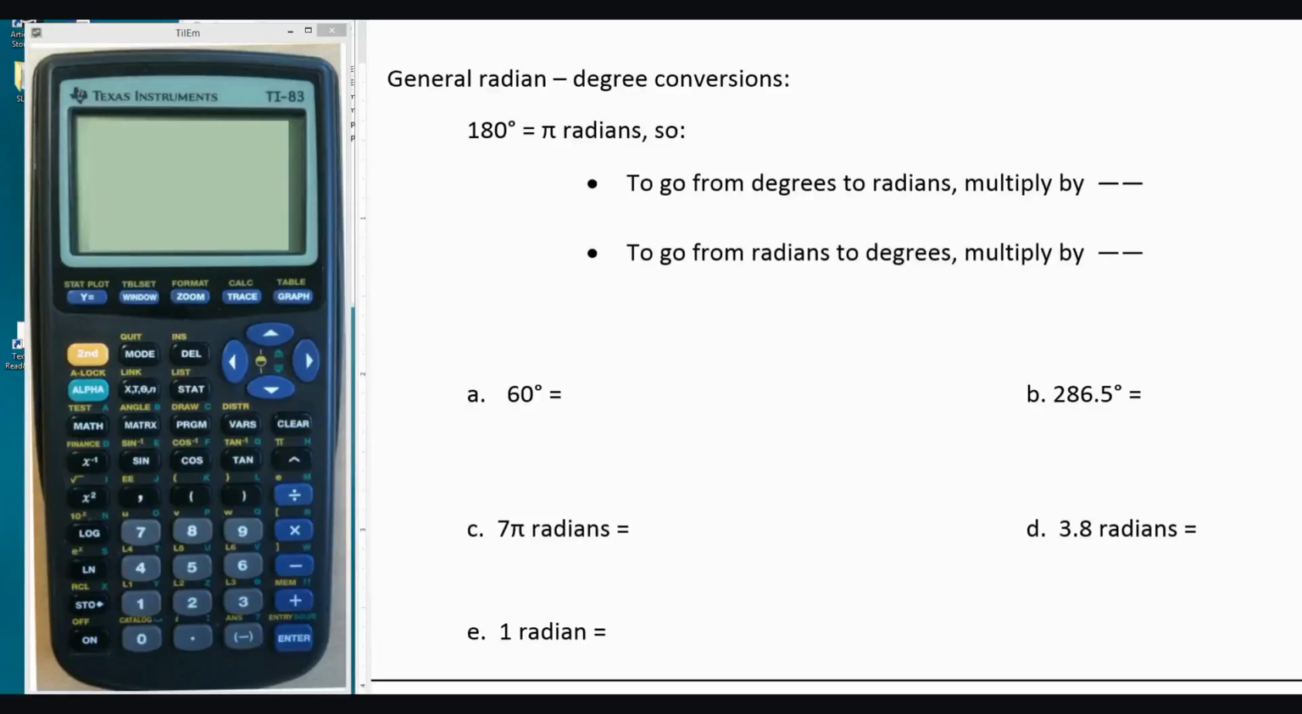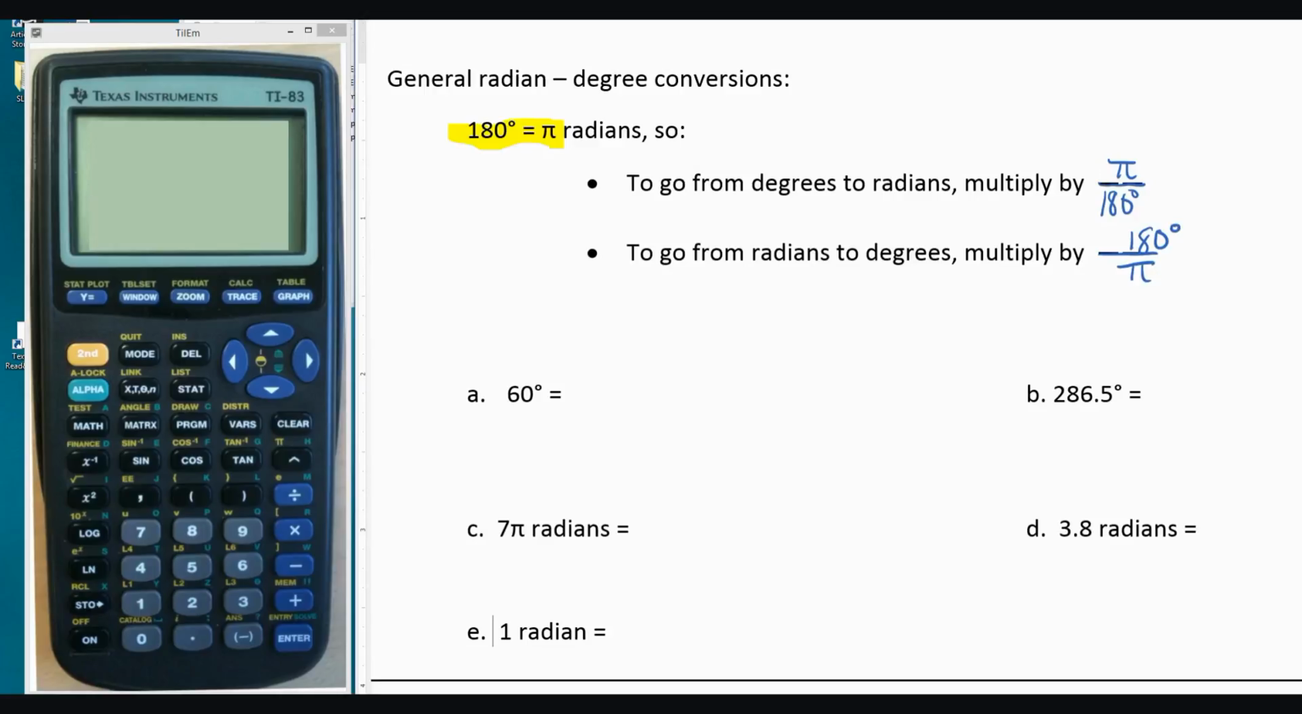Now we're going to talk about how to convert between degrees and radians. One thing that we saw was that 180 degrees, so halfway around the circle, is pi radians. So if we want to go from degrees to radians, we need to cancel out degrees, so we're going to put 180 degrees on the bottom, and we're going to take pi divided by 180 degrees. To go from radians to degrees, we're going to multiply by 180 degrees over pi.